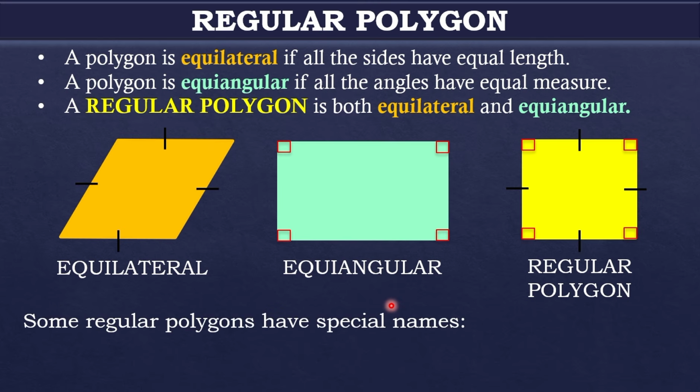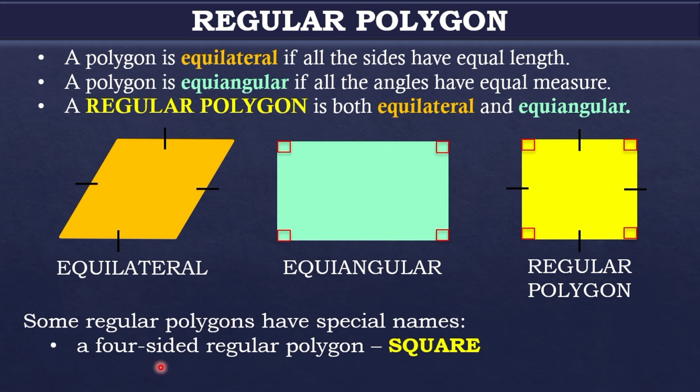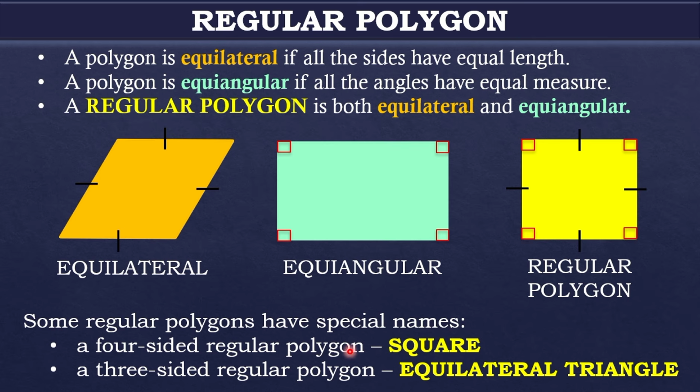Now, there are some regular polygons that have special names, okay? So, meron tayong mga regular polygons na may special names. For four-sided polygon, kapag regular polygon siya, ang tawag po natin doon square. Kaya ito po, this is a square. Kapag three-sided polygon naman, at regular polygon siya, ang tawag po natin doon ay equilateral triangle.